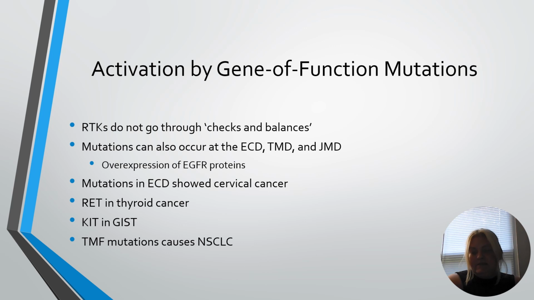Mutations in the ECD leading to cervical cancer are caused by abnormalities in the cysteine residues that allowed for abnormal dimerization through intramolecular disulfide bonding. In thyroid cancer, it is seen to be rearranged during infection. Mutations also cause KIT in gastrointestinal stromal tumors. And lastly, mutations in the TMD can cause non-small cell lung cancer.